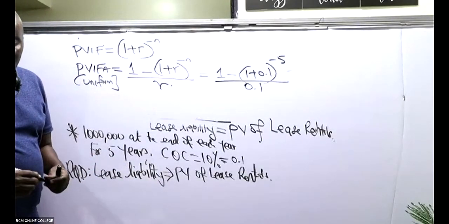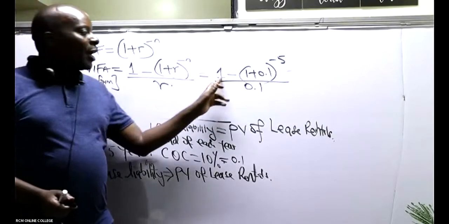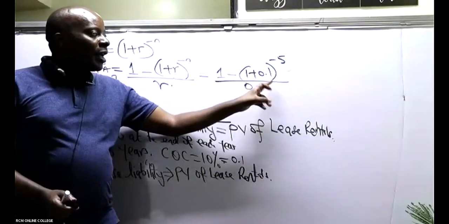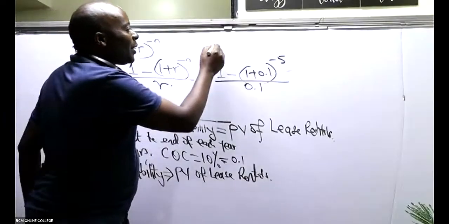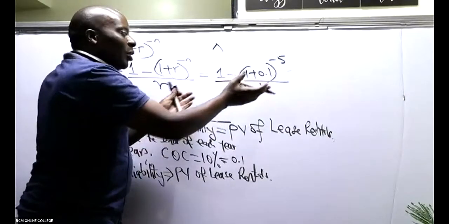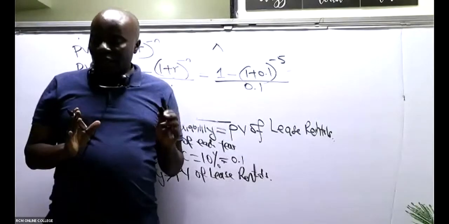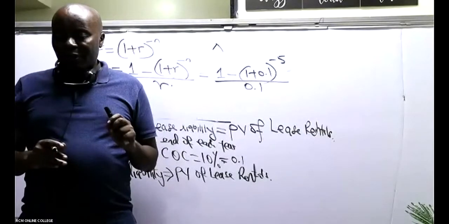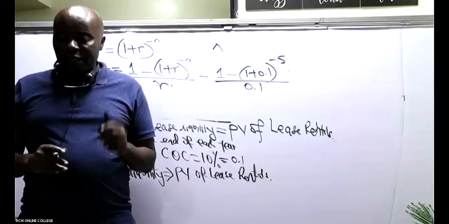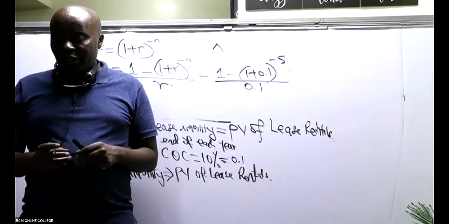Is there somebody, ladies and gentlemen, who is able to pick their calculator and do the following? They say 1 minus, open brackets, 1 plus 0.1, you close. And then you say raised, you'll be able to see x raised to y there. So you say raised to negative 5, and then you say equals first. Before anything, you must say equals. And then at the end of the day, you say divided by 0.1. So we have Mombi, who is able to give me 3.7908.